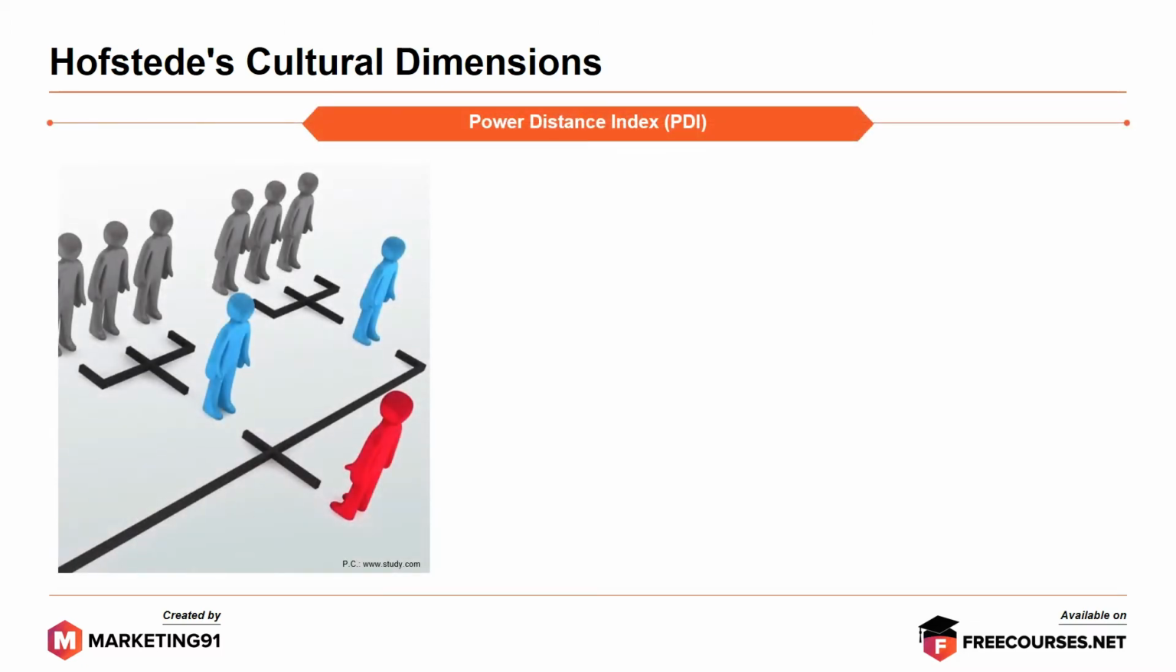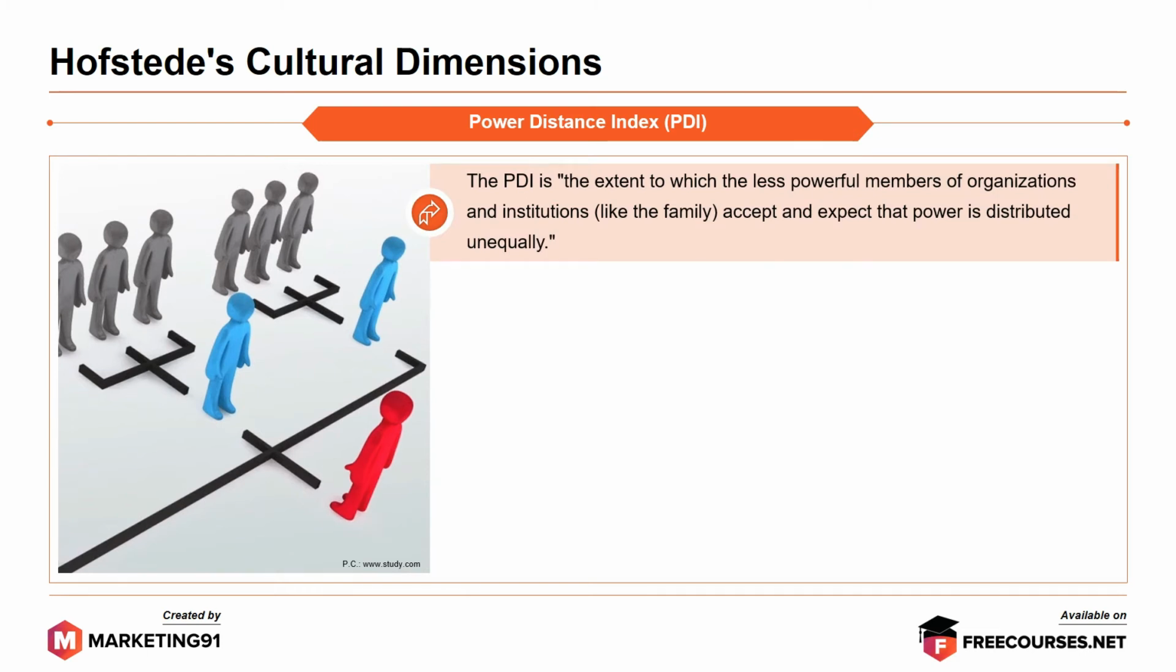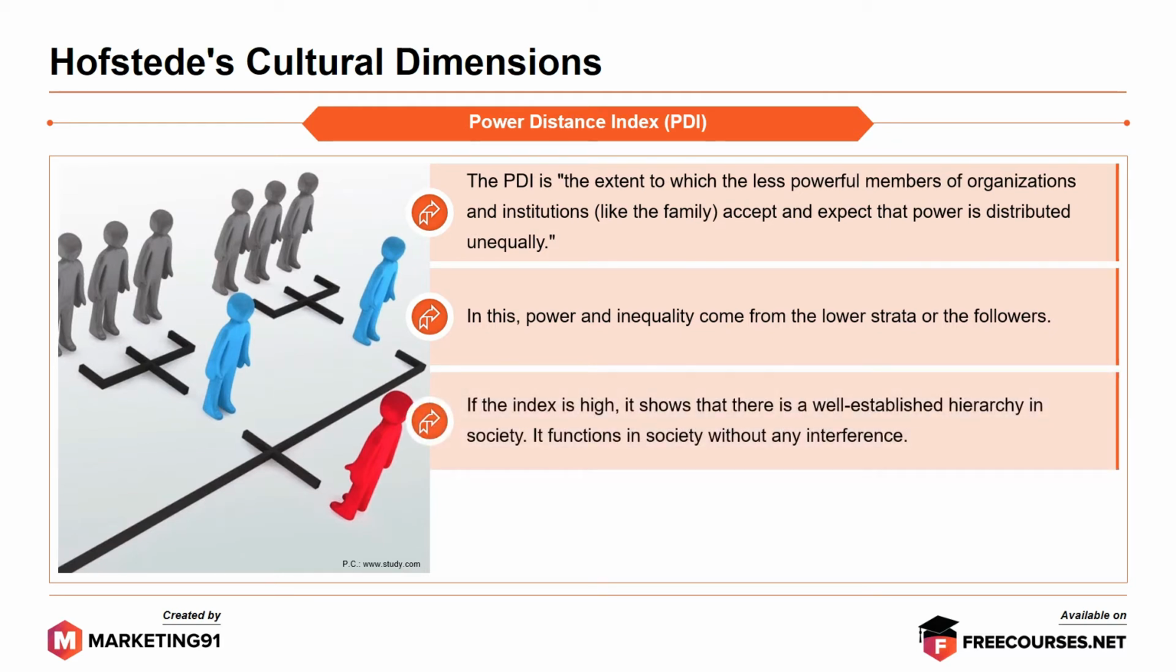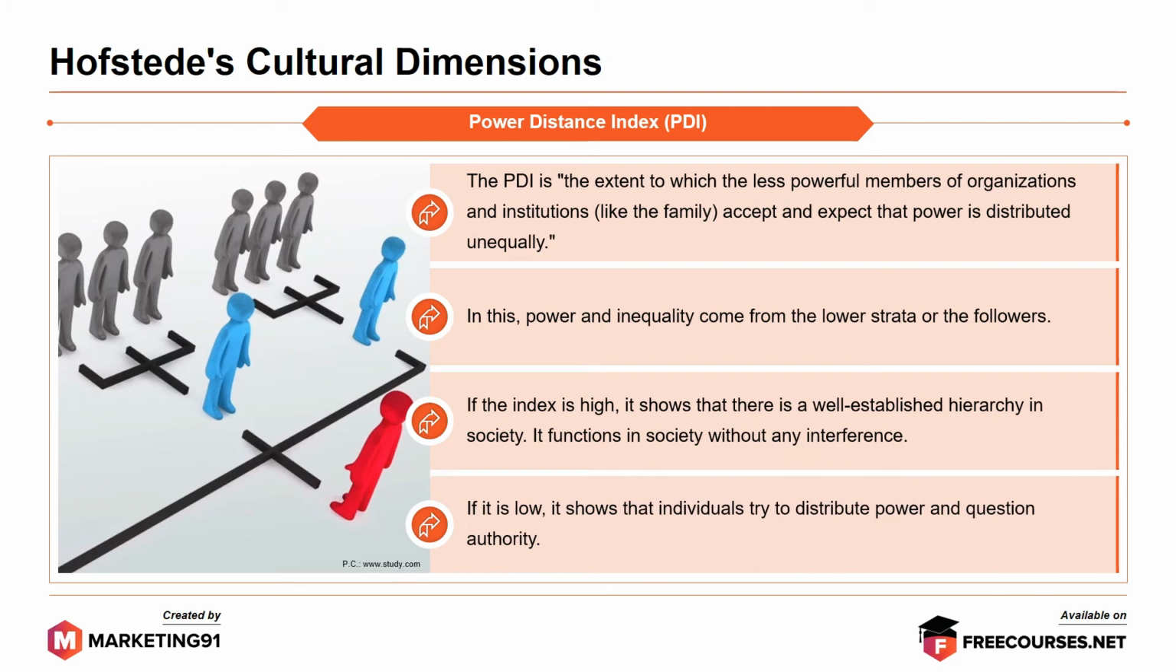Moving on to the other dimension, Power Distance. The Power Distance Dimension is the extent to which less powerful members of organizations and institutions like the family accept and expect that power is distributed unequally. In this, power and inequality come from the lower strata or the followers. If the index is high, it shows that there is a well-established hierarchy in societies. It functions in society without any interference. If it is low, it shows that individuals try to distribute power and question authority.